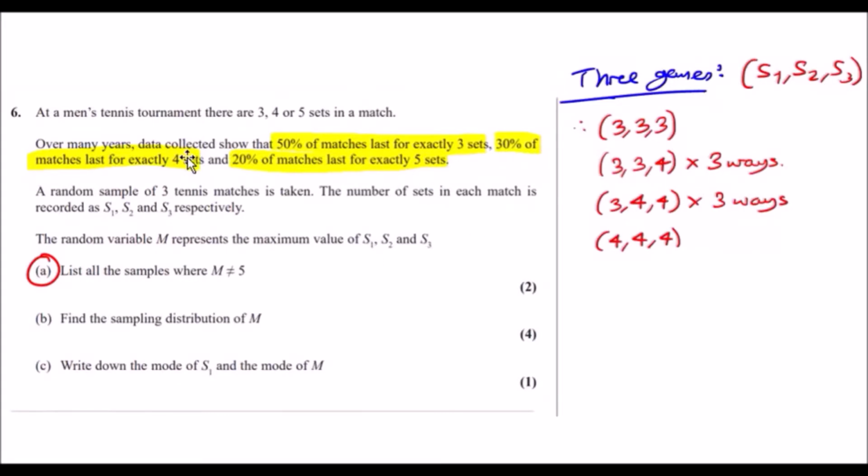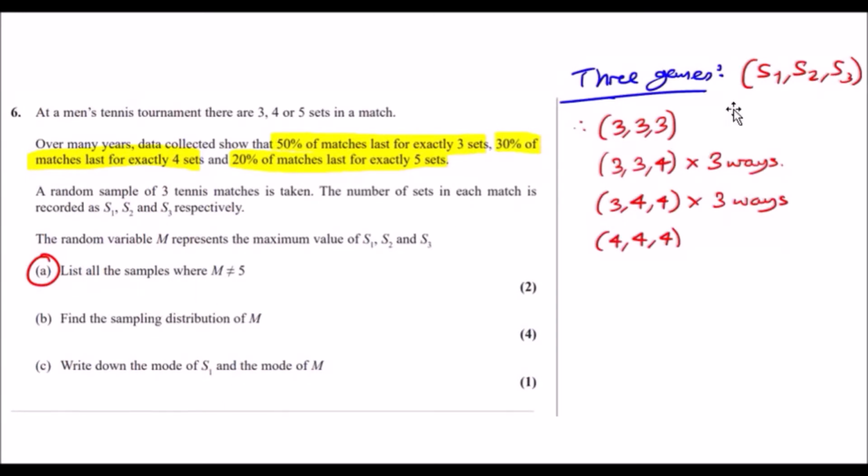Alright. The random variable M represents the maximum value of S1, S2, and S3. So wherever the 3 numbers of sets are, it will just take the max number of sets, not the sum, the maximum value of those, either 3, 4, or 5. Okay, now here we go. List all the samples where M doesn't equal 5.